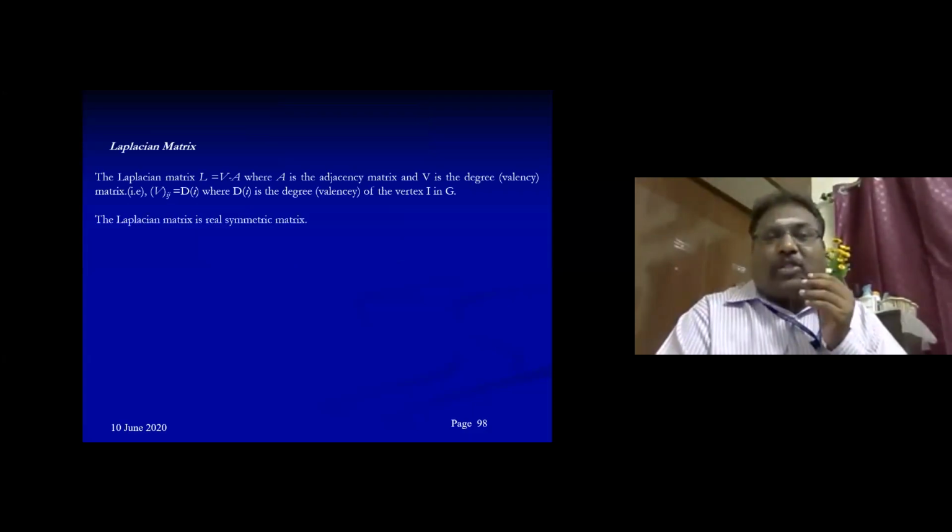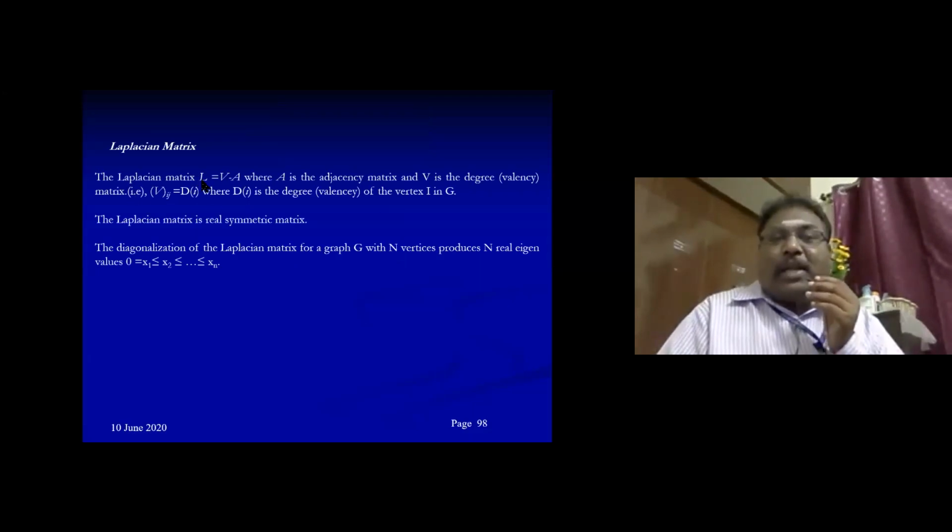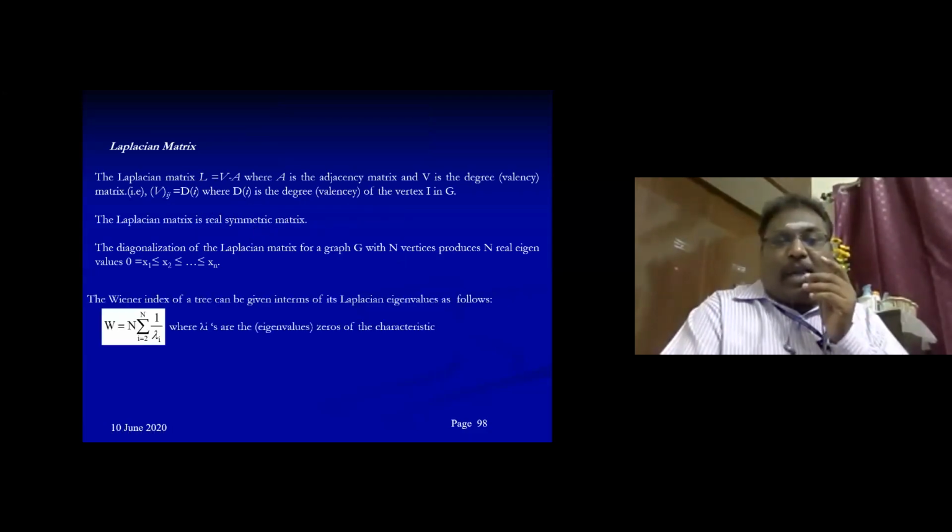Another way is to find eigenvalues by Laplacian matrices. The Laplacian matrix is L equals V minus A, where A is the adjacency matrix and V is the degree or valence matrix. So one can expand this and find the eigenvalues x1, x2, up to xn. And the Wiener index using Laplacian matrices.